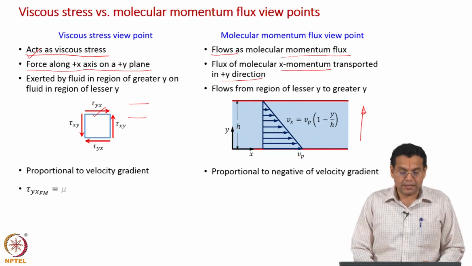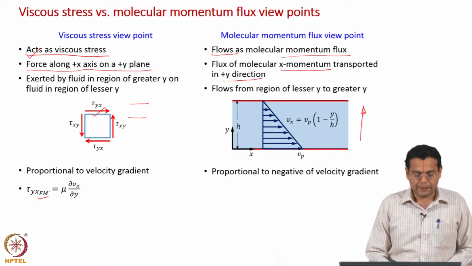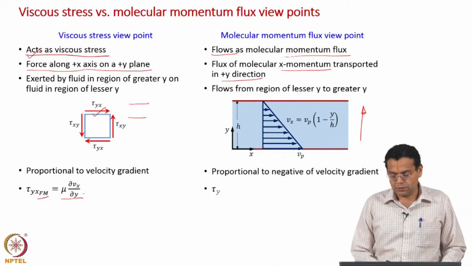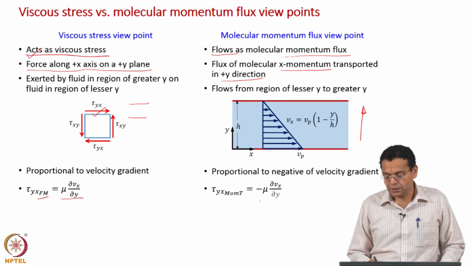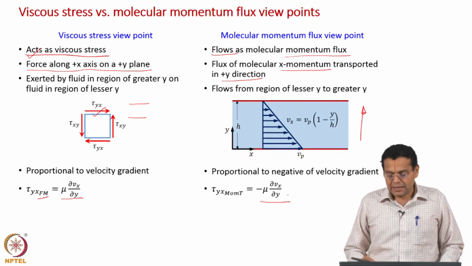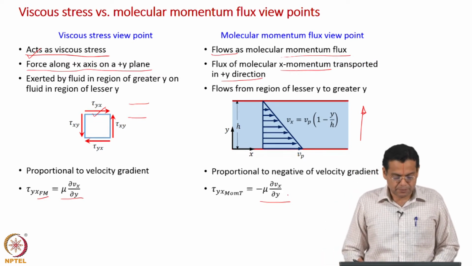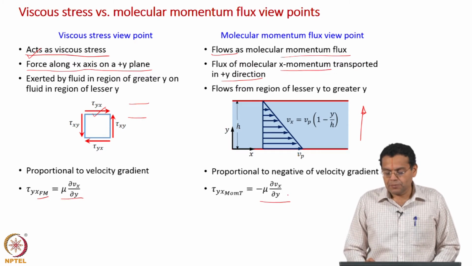So tau x in fluid mechanics, now this subscript becomes very clear, why did we introduce that, is equal to mu dou Vx by dou y. But now tau x momentum transport is equal to minus mu dou Vx by dou y. These two viewpoints can also be explained from a molecular viewpoint.